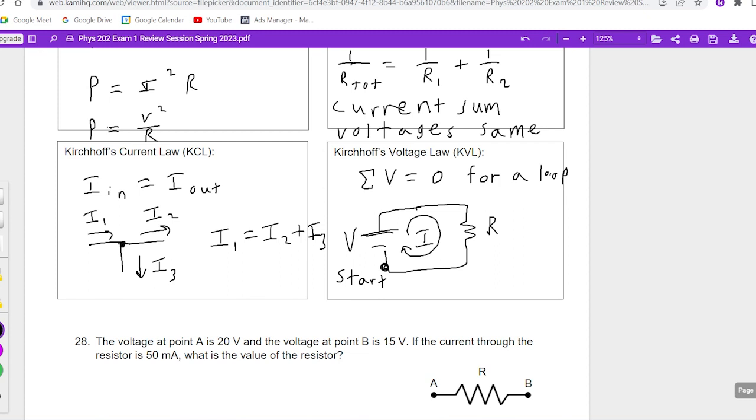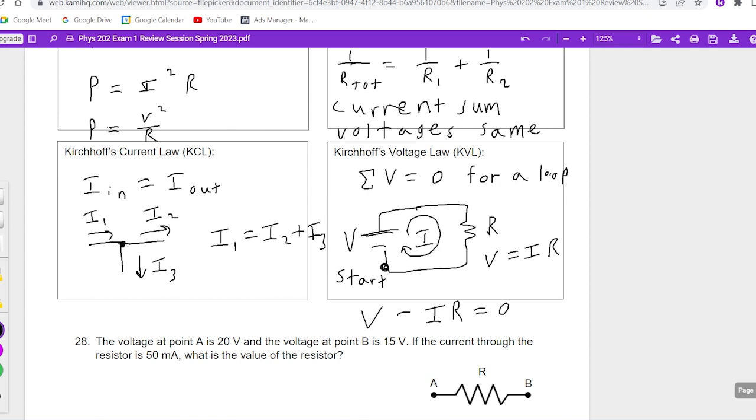Whenever I come across a battery, that's positive. It's like going up an escalator. And then whenever I hit a resistor, I subtract it because you're going down. Now, the voltage in that resistor, V equals I times R, Ohm's law. So I'm going to say minus I times R, and that is equal to 0. And that's it. All the voltages must sum up to 0. So whenever you hit a battery, it's positive. Whenever you hit a resistor, it's negative.